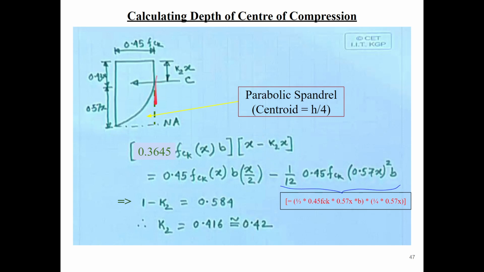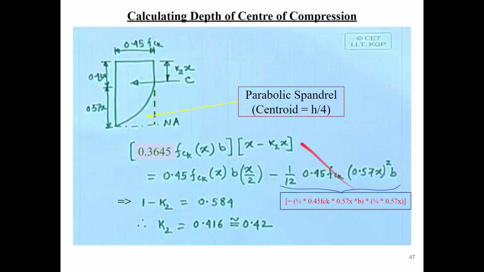So this moment will be basically equal to what? It will be equal to 0.45 fck into x into b, which is the moment of this, minus the moment of this area. So this area is 0.45 fck into x into b into x by 2, and for this other area, it will be one third into 0.45 fck into 0.57x into b into 1/4 into 0.57x.